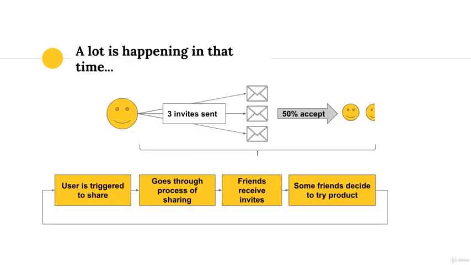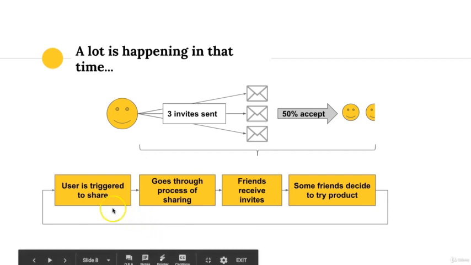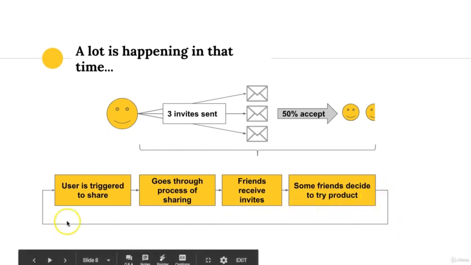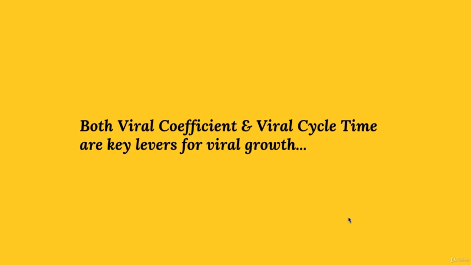A lot is actually happening in that time. First, the user is triggered to share. They go through the process of sharing. Maybe that's sending an email or something like that. Their friends receive those invites, and then they decide whether they want to use the product or not. And the loop starts over. If you can shorten this and make these steps more streamlined, your viral cycle time will decrease. Both viral coefficient and viral cycle time are key levers for viral growth.